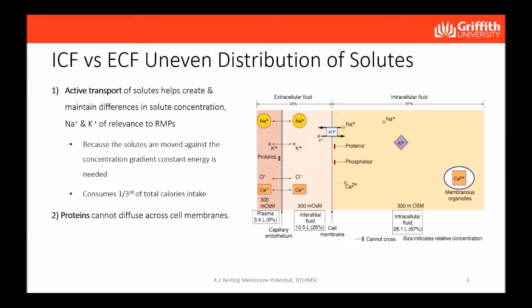As mentioned a moment ago, the negatively charged anionic proteins inside the cell cannot diffuse across the plasma membrane. And because of the continuous action of the sodium-potassium pump and the presence of the trapped anionic proteins, the cell is always kept in a state of chemical disequilibrium.